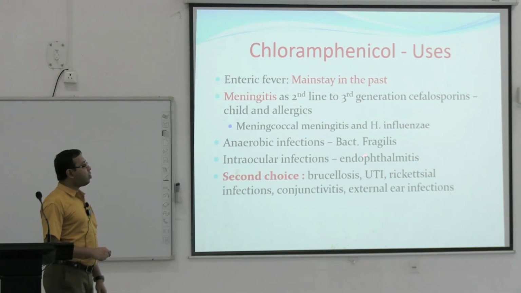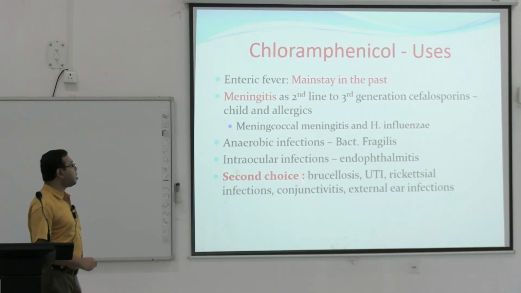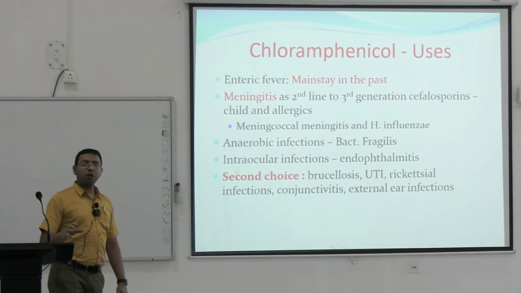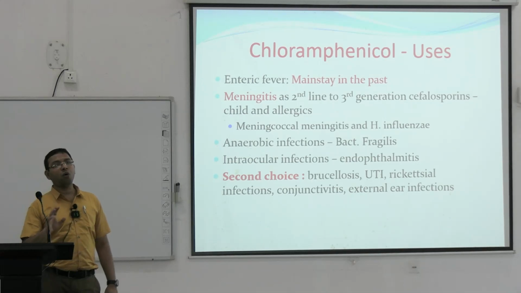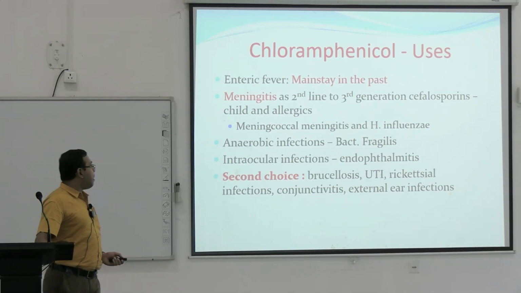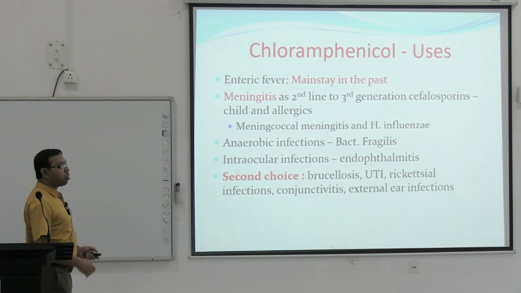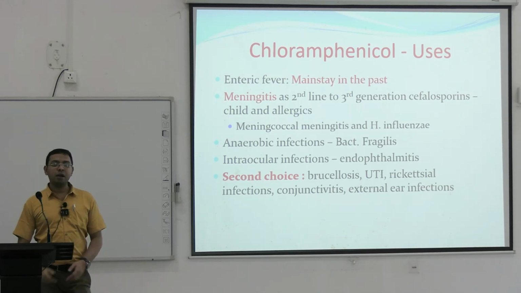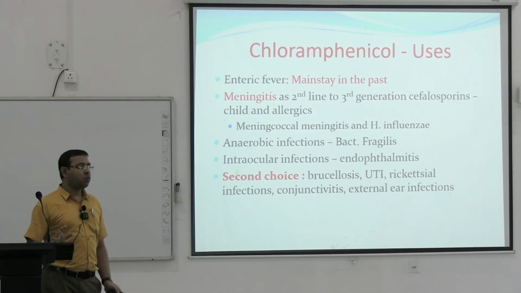Anaerobic infections like Bacteroides are susceptible to this. Intraocular infections like endophthalmitis, as of now, very commonly used in intraocular infections. There is chloramphenicol ointment, and chloramphenicol drops. Second choice drug is for brucellosis, conjunctivitis, and external ear infections, but these are used much less nowadays.